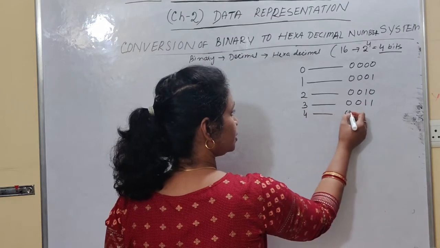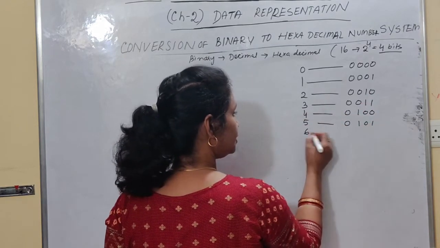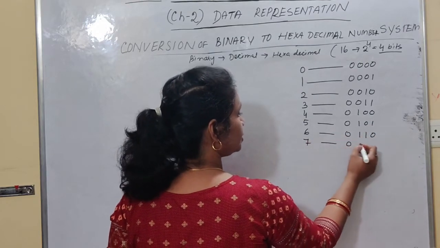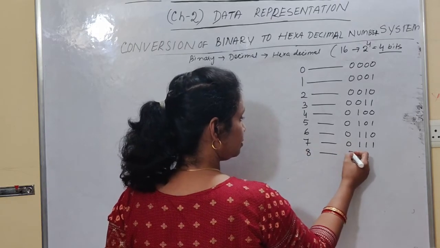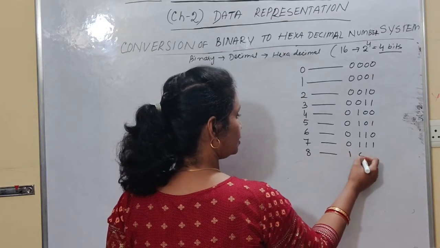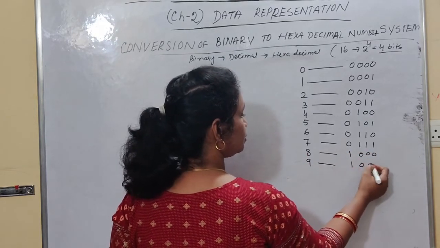If it is 4, 0, 1, 0, 0. If it is 5, then 0, 1, 0, 1. If it is 6, then 0, 1, 1, 0. If it is 7, 0, 1, 1, 1. If it is 8, your binary representation of this hexadecimal digit, that is 8, is 1, 0, 0, 0. If it is 9, it is 1, 0, 0, 1.